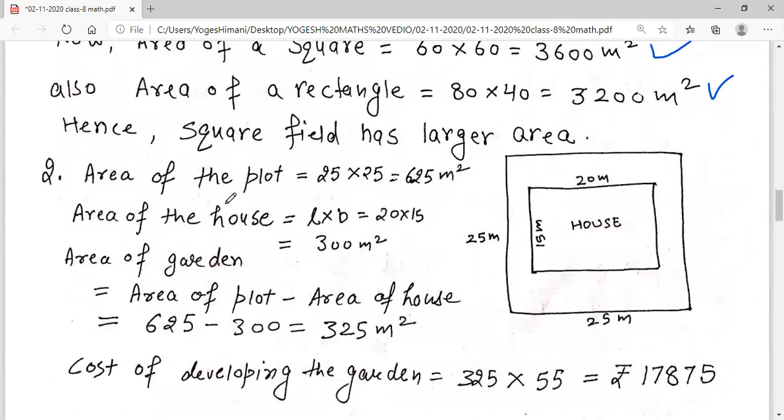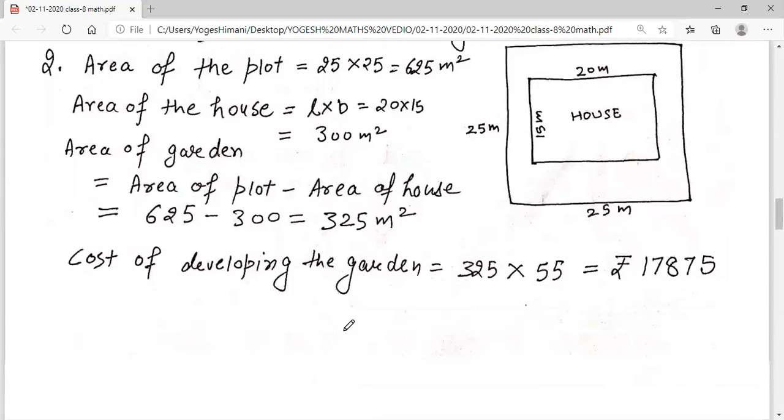So area of the plot is equal to 25 multiply 25, that is equal to 625 square meter. So area of the house will be length multiply breadth, that will be 20 multiply 15 is equal to 300 square meter. So what will be the area of garden? That is area of plot minus area of house. 625 minus 300 is equal to 325 square meter.